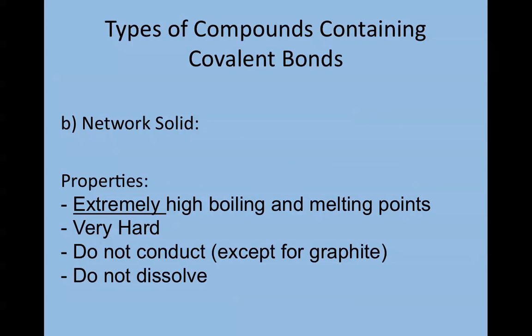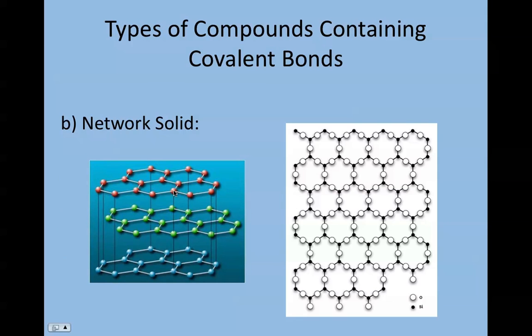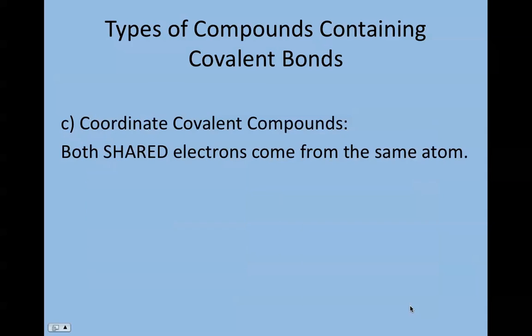They have extremely high boiling and melting points. They tend to be very hard, with the exception of graphite because of how the carbons are arranged. They tend to not conduct electricity, except for graphite, again having to do with how the atoms are arranged in sheets, and they do not dissolve. The big thing I want you to remember is the extremely high boiling and melting points of our network solids. Again, here you can see on the left we have graphite, so we have sheets of carbon atoms, and then over on the right you have silicon dioxide, where you can see we don't have individual molecules like in our molecular compounds, but continuous covalent bonds.